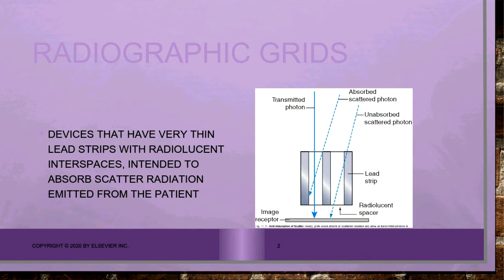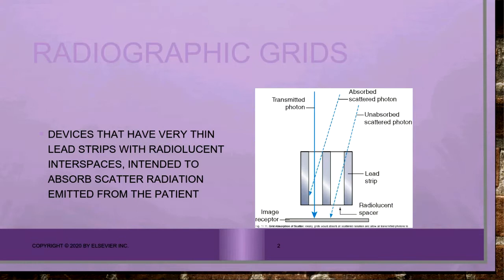Gustav Bucky was actually a radiologist, which kind of makes sense if you think about it. The only people that would really be interested in improving the overall quality of the image and eliminating scatter from reaching your image receptor would either be a radiologist or technologist. So Gustav was a radiologist that came up with this radiographic grid, the original grid pattern.